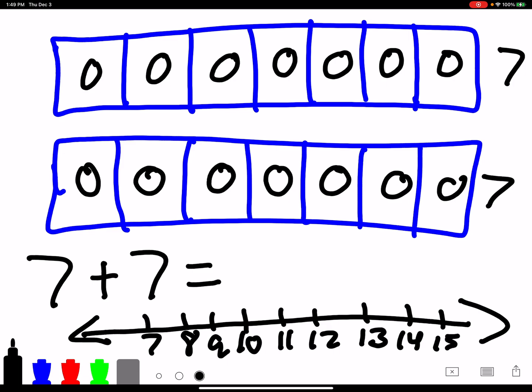And since our add-ins are both the same number, it doesn't matter where we put our dot. We would put it on 7, and then since we're gaining an additional 7 blocks, we are going to move further away from 0 because we're getting more numbers. So we have 1, 2, 3, 4, 5, 6, 7, and that put me at 14.